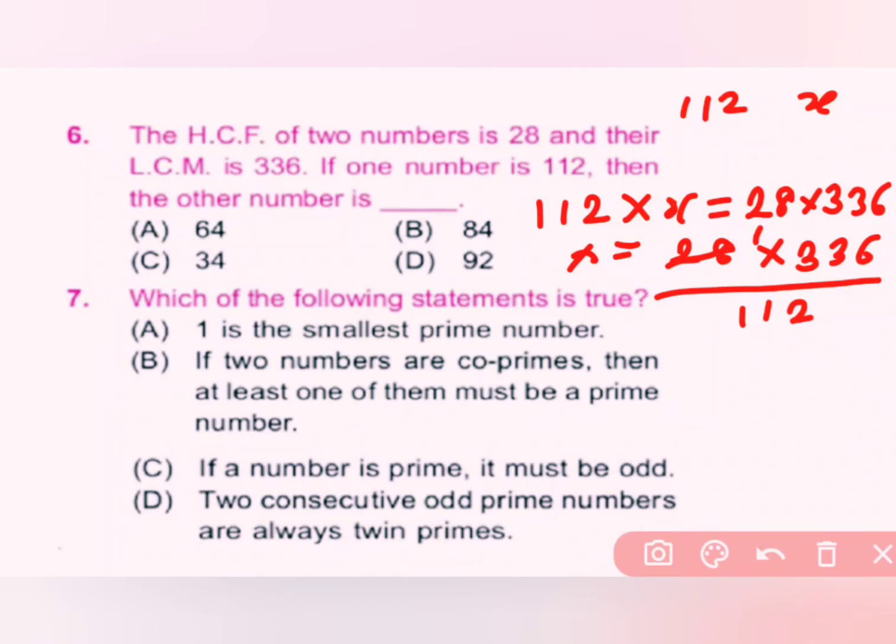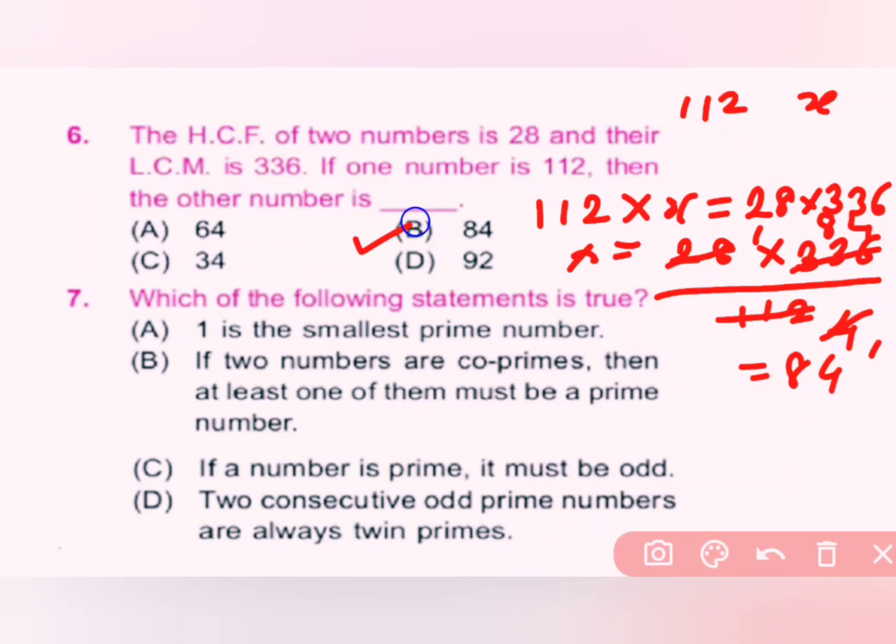28 ones are 28 and 28 fours are 112 and 4 ones are 4 and 4 eights are 32 and 4 fours are 16. So answer is 84. Other number is 84. So B is right answer.